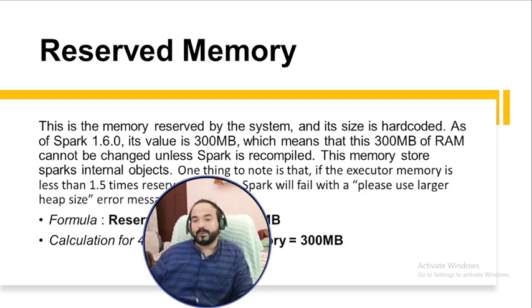One thing to note is that if the executor memory is less than 1.5 times the reserve memory, Spark will fail with a 'please use larger heap size' error message. This type of message you will get. So if it is set to 300 MB by default and you are using less than that, it will throw this error: please use a larger heap size. And in the calculation for 4 GB, we assign 300 MB by default for this.